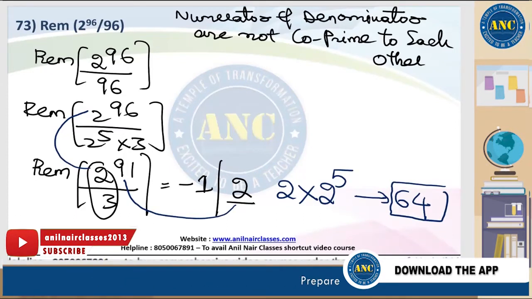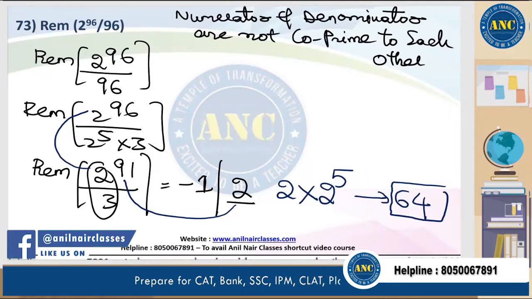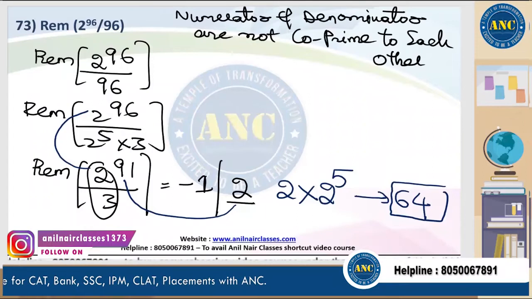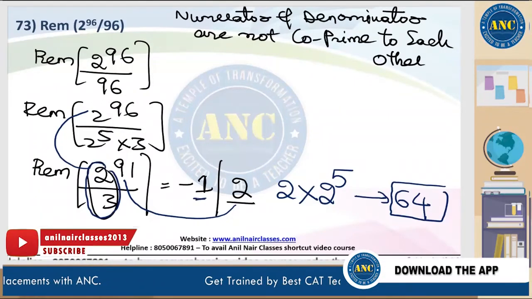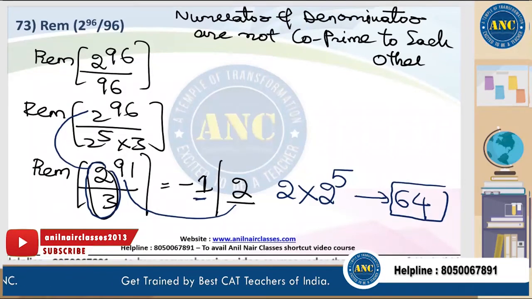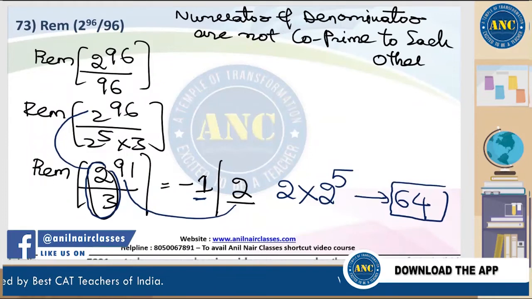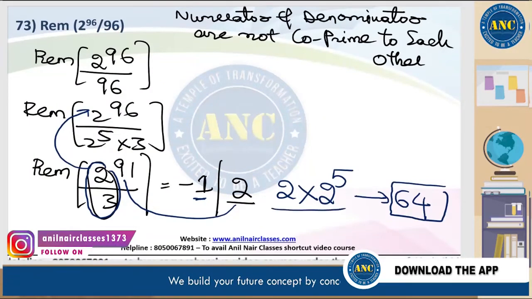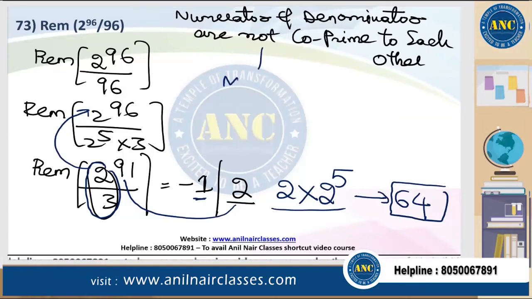Again see it carefully. 2 power 96 by 96. 96 is 2 power 5 into 3, which is nothing but 2 power 91 by 3. 3 ones are 3, -1. -1 power odd is -1. Positive remainder is 2. I got the answer for 2 power 91, but I need the answer for 2 power 96. So extra 2 power 5 should be multiplied. Make them co-prime and remultiply.